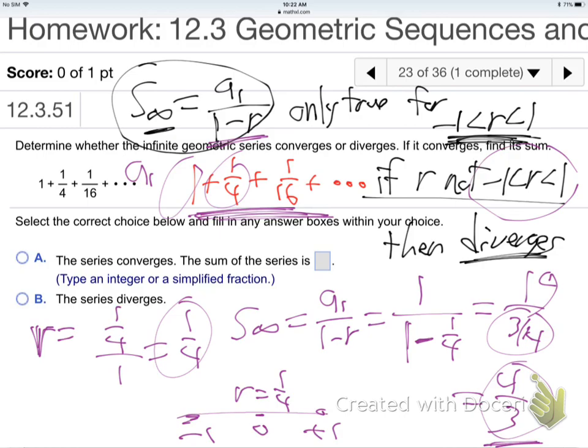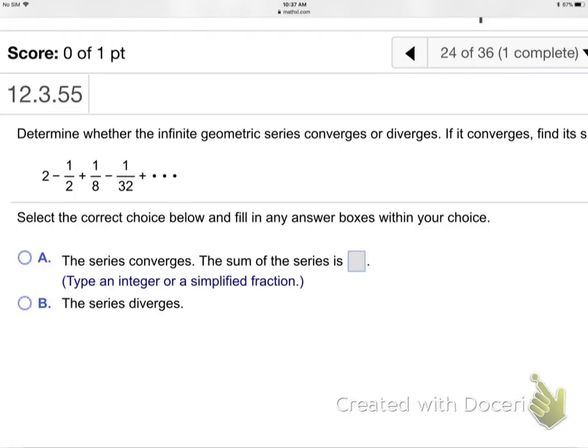So let's try another one. So ask your friends and neighbors if 0.9 bar is different than 1. And you can prove it to them with the 1/3 equals 0.3 forever and multiply both sides by 3. All right, anyway, so there we go.